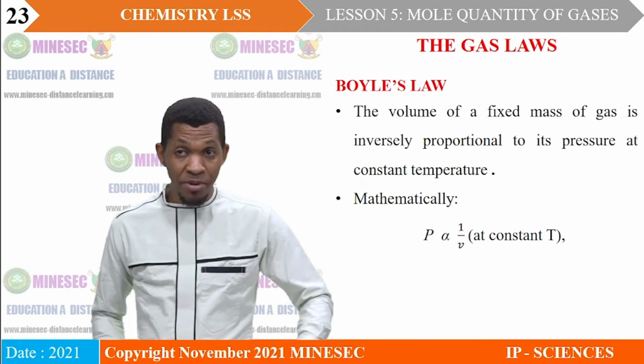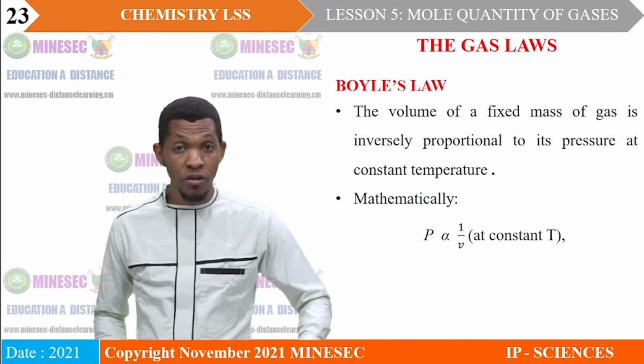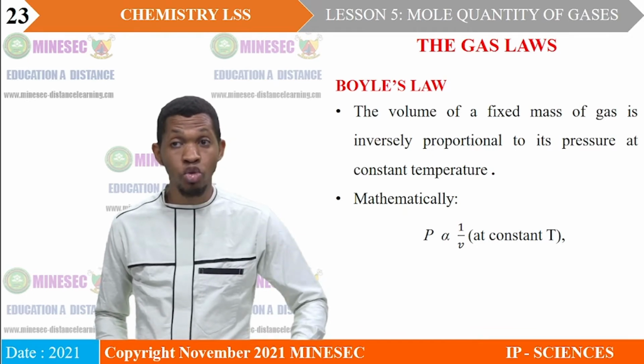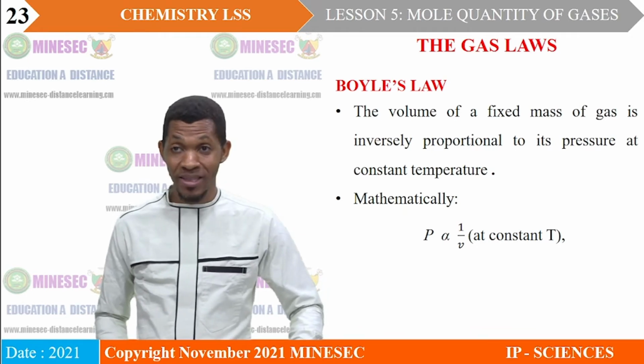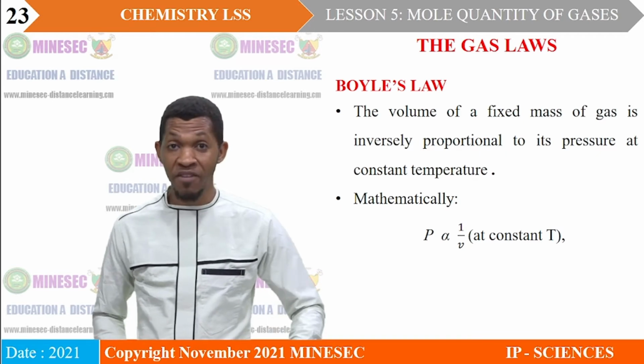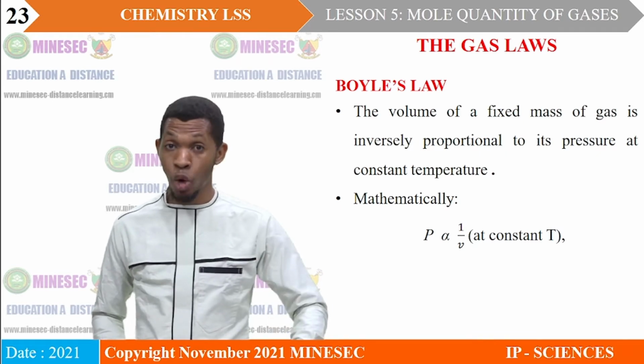Boyle's law can be expressed mathematically using the equation P is inversely proportional to 1 over V at constant temperature, or P is inversely proportional to volume at constant temperature.